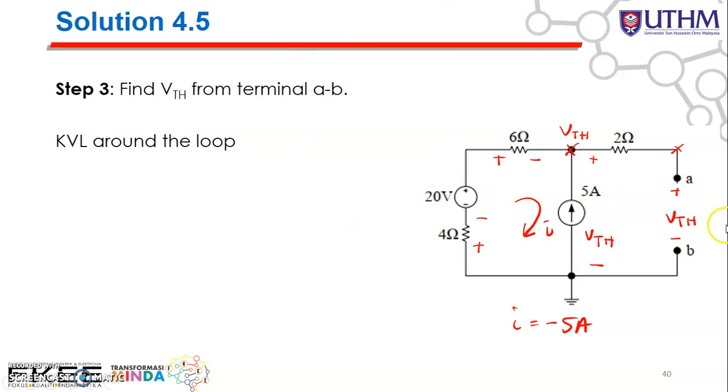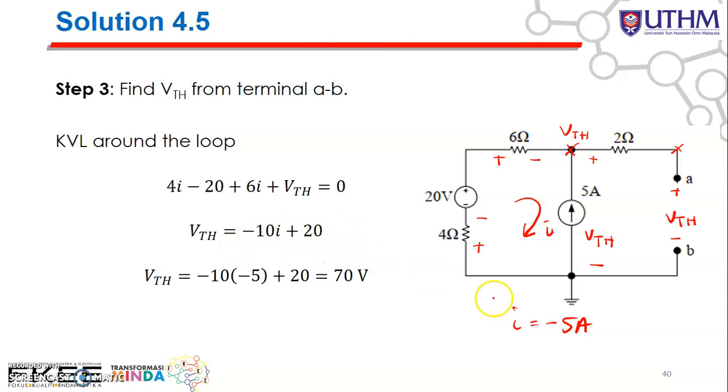Alright, and then after that, you can just apply the KVL. From this point, you have a positive terminal. So plus 4I, minus, because here is minus 20, plus 6I, plus V Thevenin equal to 0. Alright, and then after that, I can further simplify my equation. So V Thevenin will be equal to, 4 plus 6 is 10, so we bring it to this side, so we get negative 10I plus 20. Then we just substitute the value of I as negative 5. So negative 10 multiplied by negative 5 is 50. 50 plus 20 is 70 volt. So this is the value of the V Thevenin.